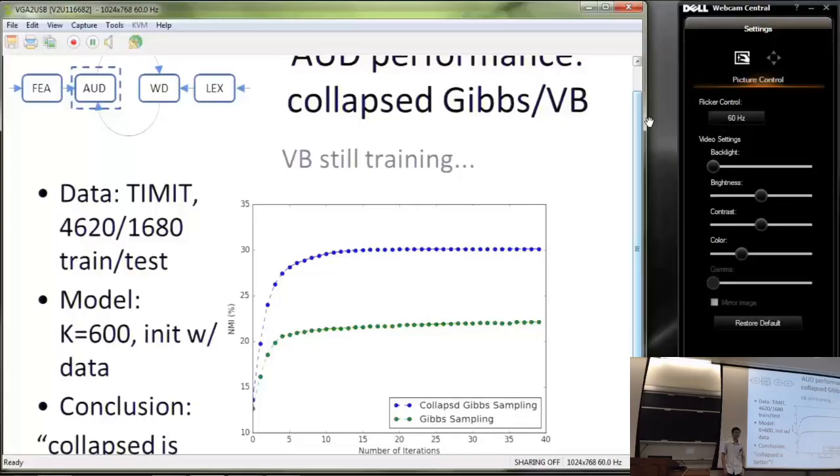And to conclude, this has been an advertisement for collapsed methods, I shall say. Whenever you have a graphical model with a lot of parameters and latent variables, it's almost always a good idea to try to collapse out some of the parameters and do things in the collapsed space. The next step would be to extend our methods to the joint HMM-GMM model, which is non-trivial, and hopefully that will lead to even more accurate and efficient acoustic unit discovery.